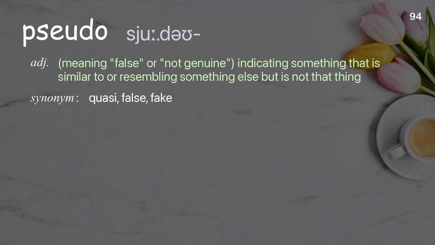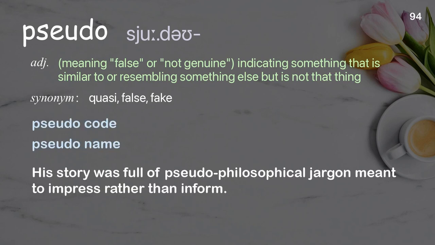Pseudo. Meaning false or not genuine, indicating something that is similar to or resembling something else, but is not that thing. Examples. Pseudocode. Pseudoname. His story was full of pseudo-philosophical jargon meant to impress rather than inform.